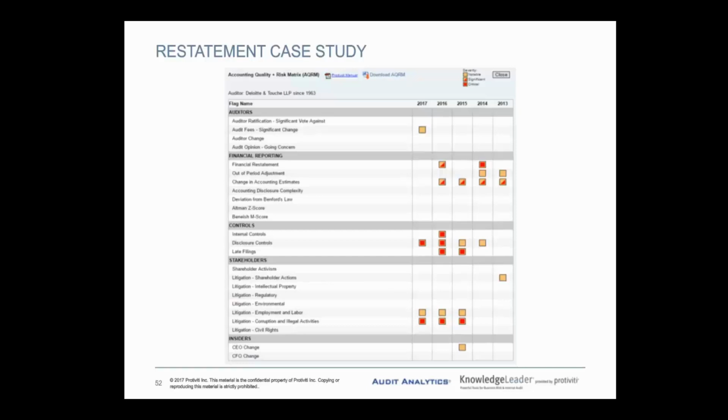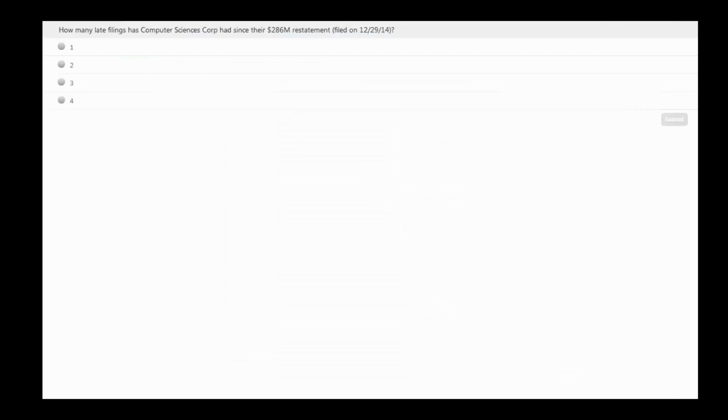So with that being said, before I get to my last slide, I'm going to ask everyone to make an educated guess here. How many late filings has Computer Science Corp had since their $286 million restatement filed on December 29th, 2014? So go ahead and take a minute or so to answer that, and I'll get the Q&A started if Lark wants to fire another question my way.